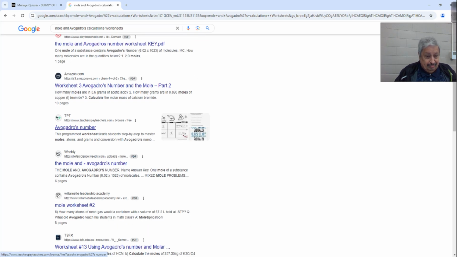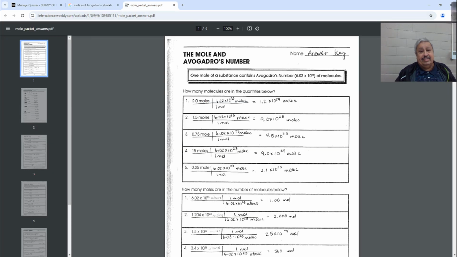Avogadro number, the mole and Avogadro's number. The Weebly one is again like a free one. And those free organizations are non-profit organizations, by the way, supported by outside funding.